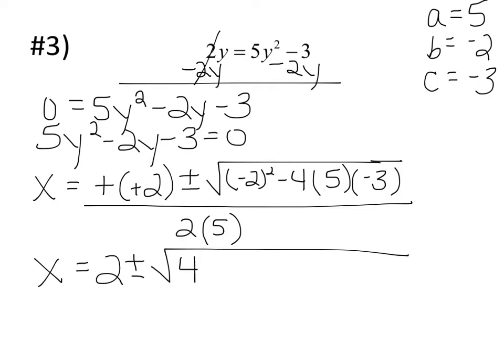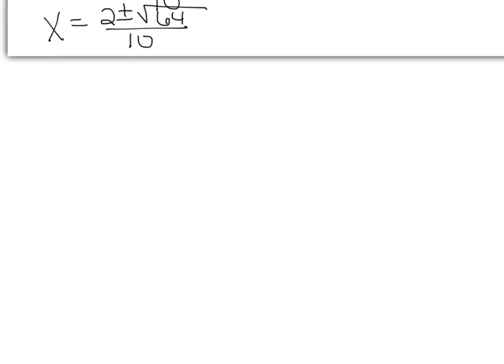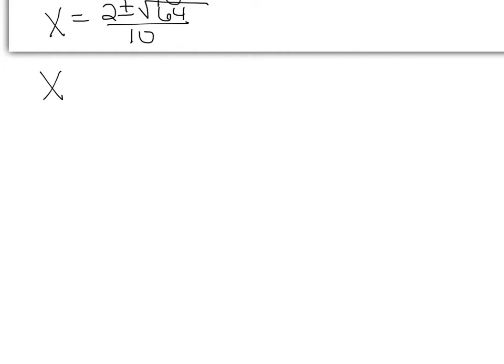Negative 2 squared is 4, and then I do negative 4 times 5 is negative 20. Negative 20 times negative 3 is positive 60. So it's plus 60. All over 2 times 5 is 10. So now I'm going to say x equals 2 plus or minus the square root of 64 over 10. X equals 2 plus or minus the square root of 64 is 8 over 10.